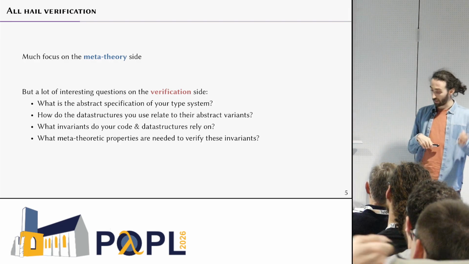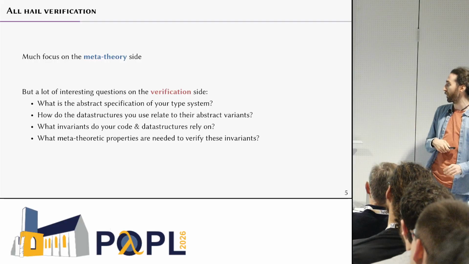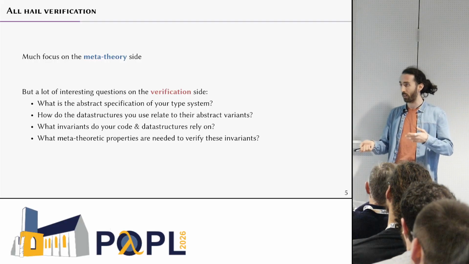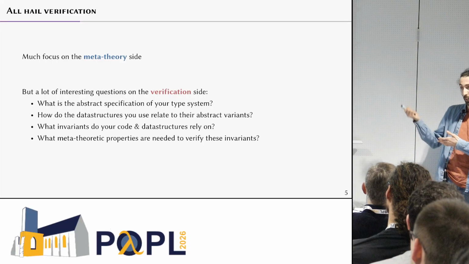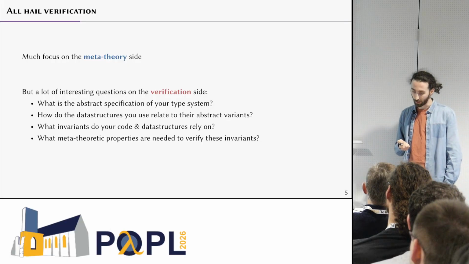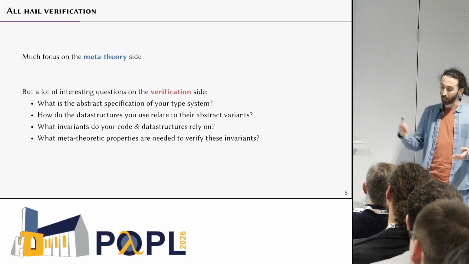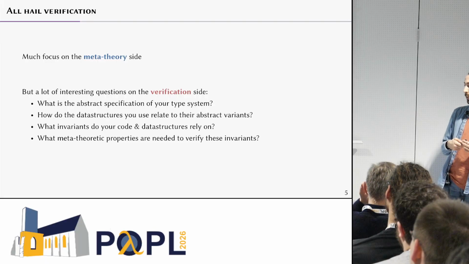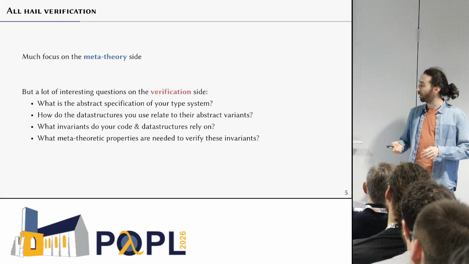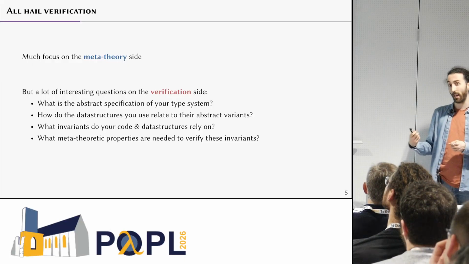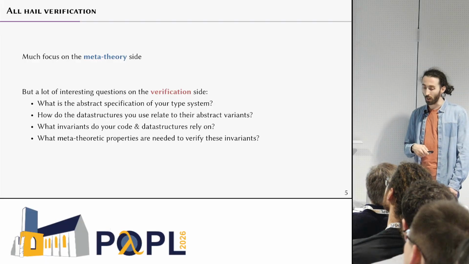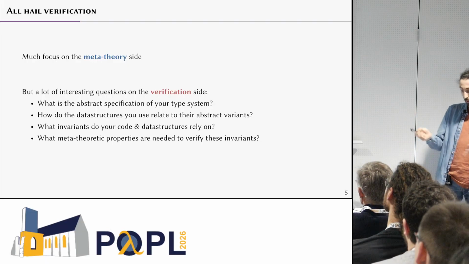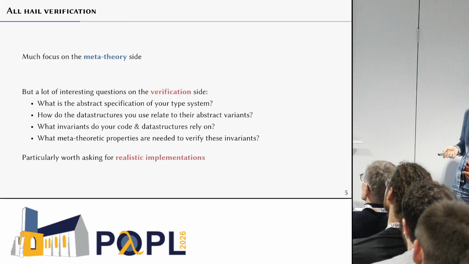And of course, all of these implementations and data structures rely on a bunch of invariants that are typically not visible in the abstract specification, but they're very important for the actual good working of what you have in the implementation. And as I said, all of this depends on meta-theoretic properties, but it's nice to be able to identify what these properties exactly are and how they come into play in your verification or in your implementation.